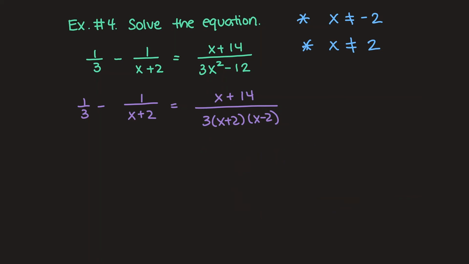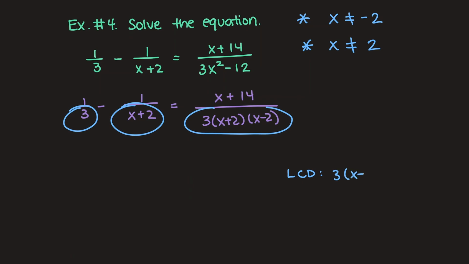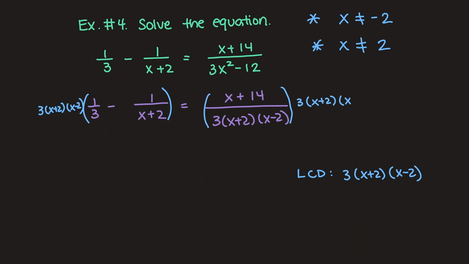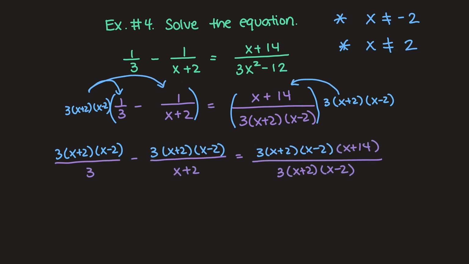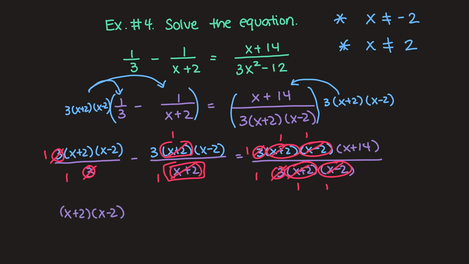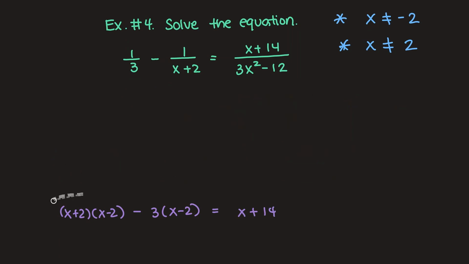Now that we found the undefined values for this equation, let's solve it. So to clear the fractions, we multiply both sides of the equation by the LCD of these denominators, which will be 3 times (x plus 2) times (x minus 2). And we distribute this LCD to each term, again keeping it in factored form for now, and then simplify each expression by dividing out common factors. So we are left with (x plus 2) times (x minus 2) minus 3 times (x minus 2) equals x plus 14. And now we have cleared our fractions.